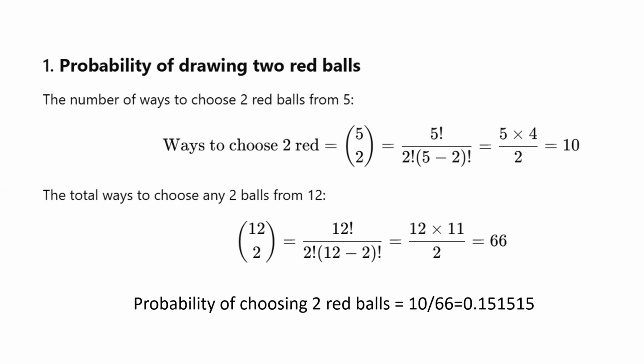The formula for 5C2 is 5 factorial divided by 2 factorial into 5 minus 2 factorial. In general, nCk is n factorial divided by k factorial into n minus k factorial. In this case, n is 5. So that comes to 5 into 4 into 3 into 2 into 1. 2 factorial is 1 into 2, and 5 minus 2 is 3, so that is 1 into 2 into 3. You cancel 1, 2, 3 with 1, 2, 3 on top, and you get 10. Total ways of choosing 2 balls from 12.